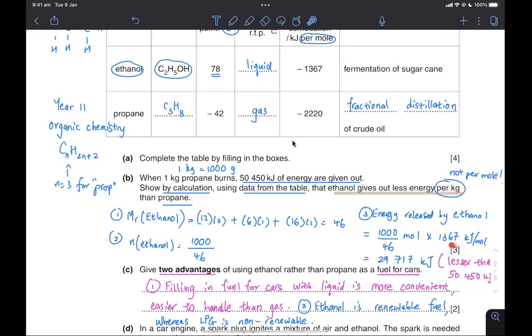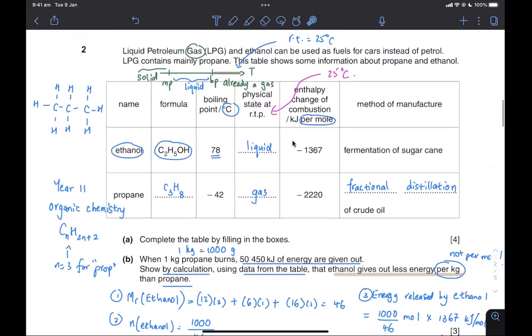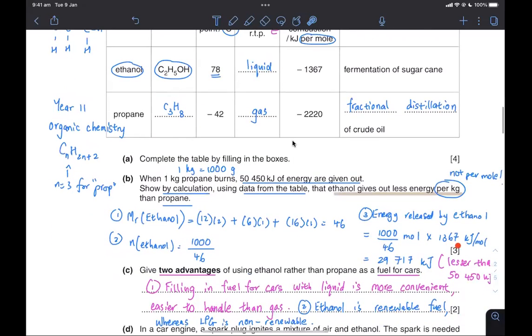This is kilojoule per mole. This is enthalpy. Enthalpy is not energy. Energy is joule or kilojoule. Enthalpy is to do with stoichiometric amount. Stoichiometry was that year 9 topic called mole concept. So per mole of ethanol, you give out minus 1367. You release this much energy. So you release that much energy for 1 mole.